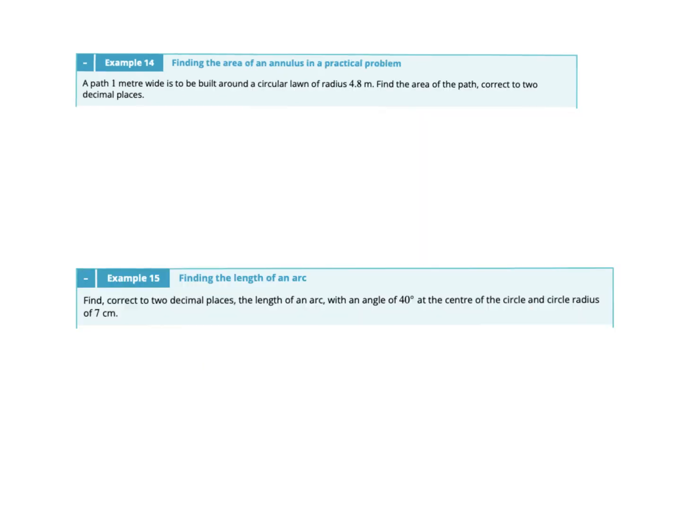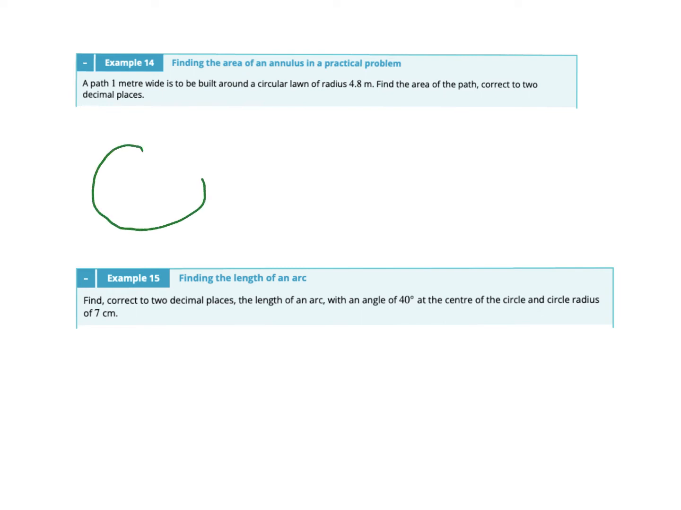Okay, a path 1 metre wide is built around a circular lawn. So what you're going to do, you've got a circle lawn, so here's my lawn here, and you've got a path around it that's 1 metre wide. So you're going to have a path around like that, and they're saying that's 1 metre wide, around the lawn that's got a radius of 4.8. So my diagram's a little bit off, so I'm going to draw it a bit different.